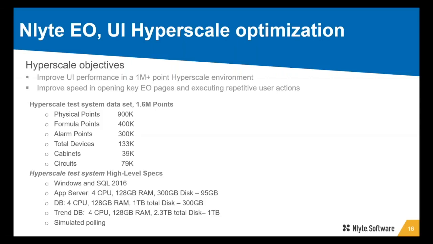So we're testing now at 1.6 million measurement points. These are physical points, so just under 1 million physical points, and just under 500,000 formula points. So basically all of the circuits and power information we've set up inside our test environments, and we're testing and pushing Neo to hyperscale, which means it now aligns with Platinum on the hyperscale side.